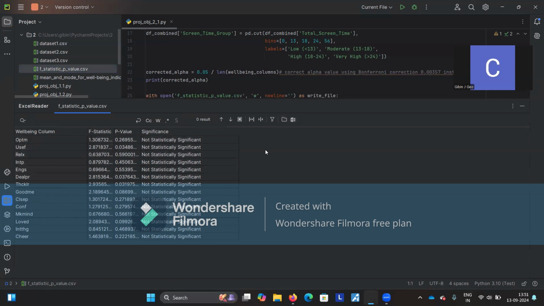So based on the CSV result, we can say that most p-values are greater than 0.0038, meaning there is no statistically significant difference between the screen time groups for most well-being indicators. For example, the F-statistic for optimism is relatively low and the p-value is above the threshold, so no significance. Similarly, the rest of the well-being indicators are similar. From this, we can conclude that screen time does not significantly affect the well-being indicators in the dataset.